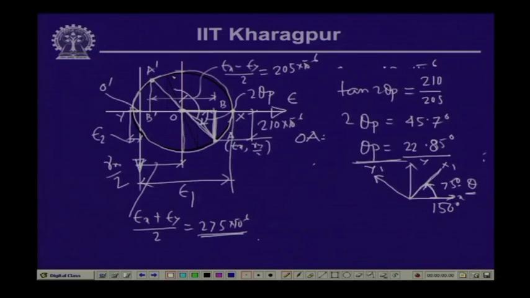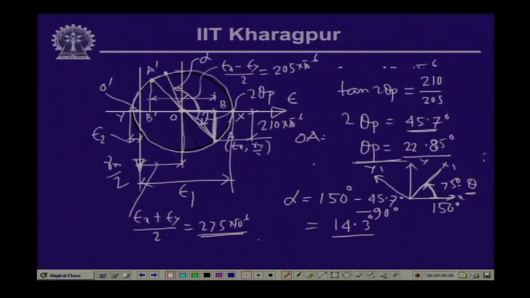now we come somewhere here. So, this is the point which will give us the state of strain, which is oriented at an angle of 75 degrees with reference to the x axis. Now, from here to here, this is 150, 2 theta p we have obtained as 45.7, this is 90. So, this angle, if we call this alpha, then alpha is equal to 150 minus 45.7 minus 90. So, this gives us an angle of 14.3 degrees.